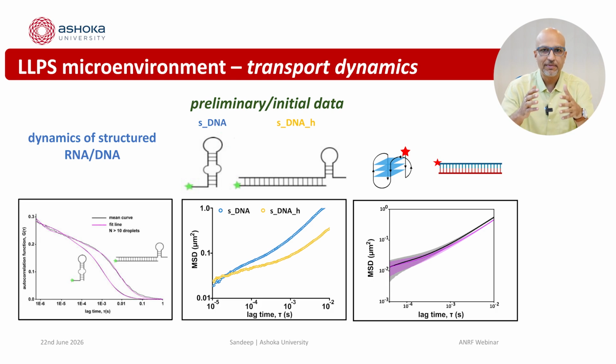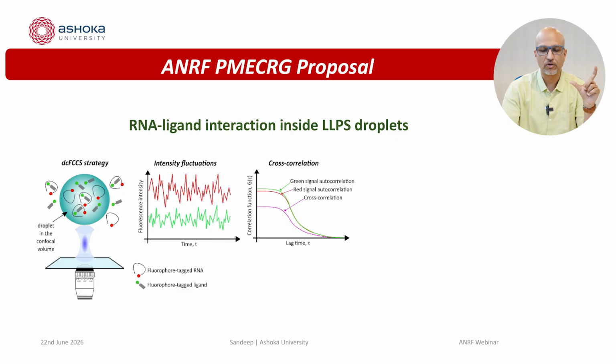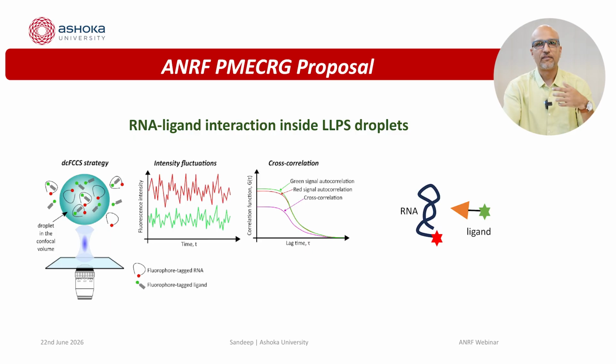So, in the PMECRG ANRF proposal, what we are trying to understand is RNA ligand interaction in such an environment, where we would be labeling both RNA and ligand separately with orthogonal fluorophores, and we will be co-measuring intensity fluctuation from both of the molecules and cross-correlating their signals to understand how binding and unbinding is changing. For this we have already labeled our RNA and ligand, and we will be proceeding further.